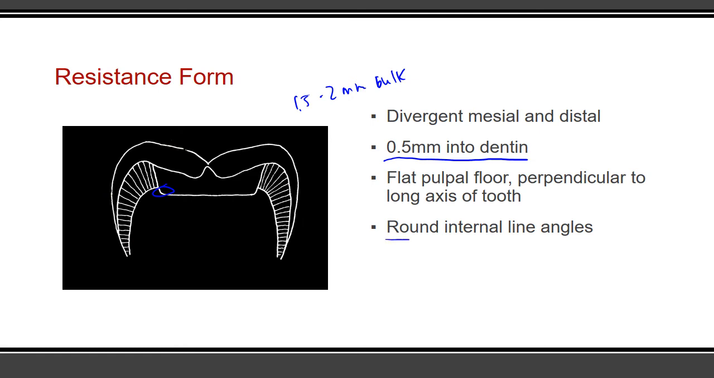And similarly, you want to round the internal line angles. As you can see here, the line angles are round. The difference here is we have additional line angles because instead of just having a prep that looks like this, our prep now looks kind of like this. We have our pulpal floor and we have a gingival floor, so we want to make sure we round the line angles over here and over here.